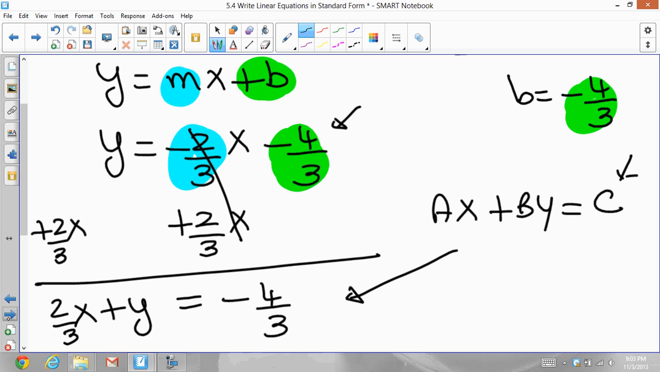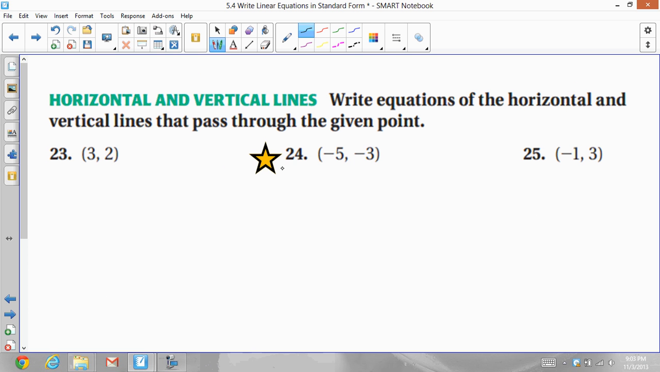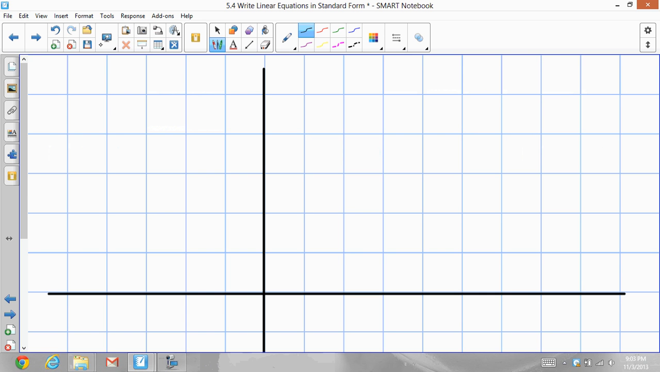Please make sure that you rewind this video and watch it again and understand this. Now let's focus on question number 24. Write the equation of the horizontal line and the vertical line that pass through the given point, which is negative 5, negative 3. The only thing they are giving you is just one point, and they want you to write an equation for this. So let's see how the horizontal line is going to look.